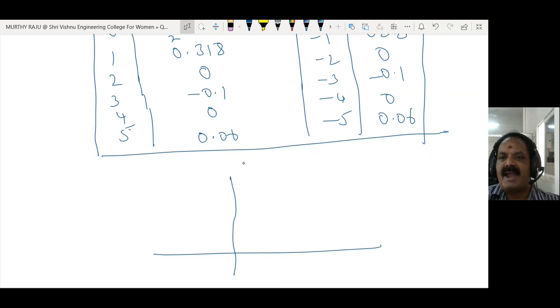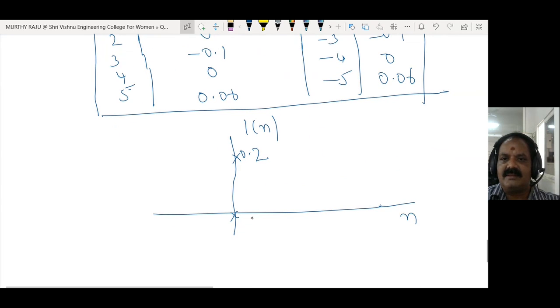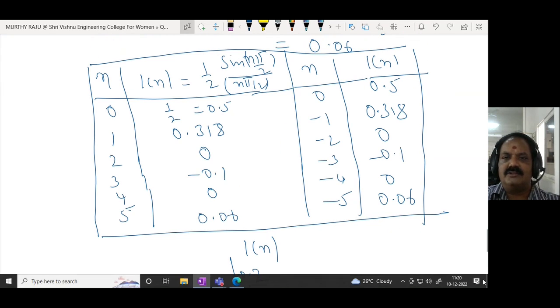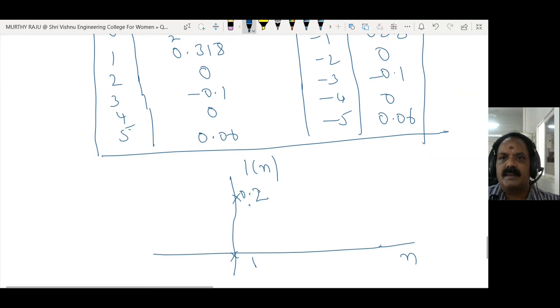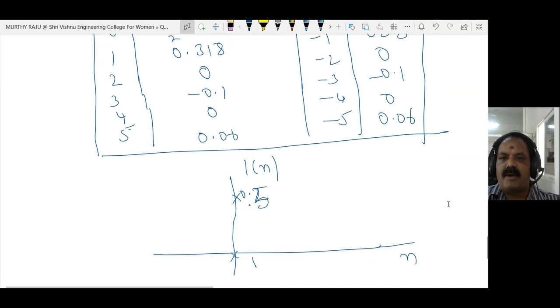Draw the magnitude response, Cn versus n. For n is equal to 0, the value is 0.5. For n is equal to 1, the value is 0.318. 1 by 2 is 0.5, and 0.3 is somewhere here. For n is equal to 2, the value is 0. This is the sinc function.